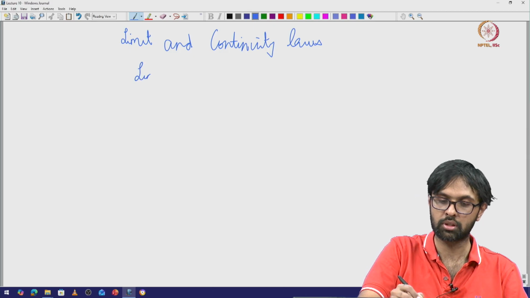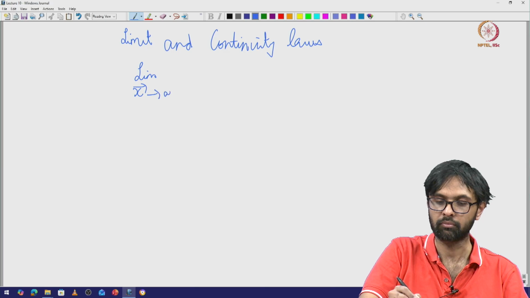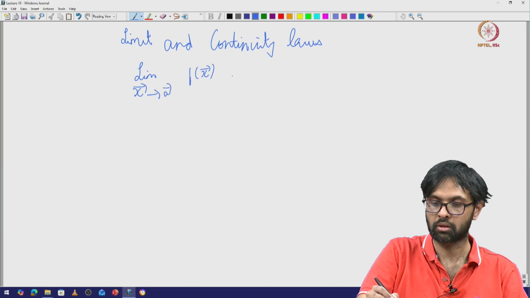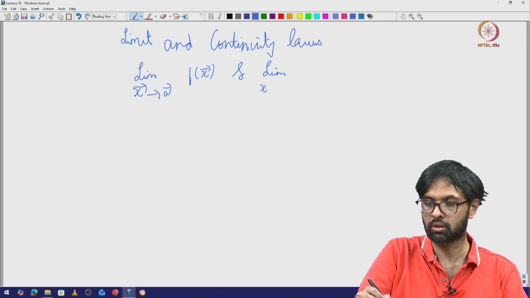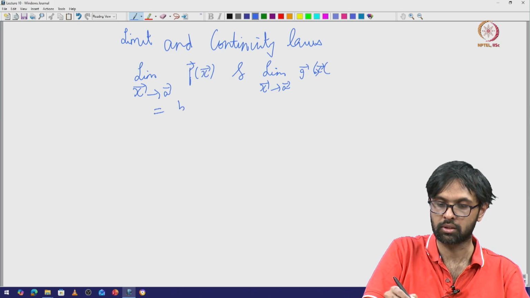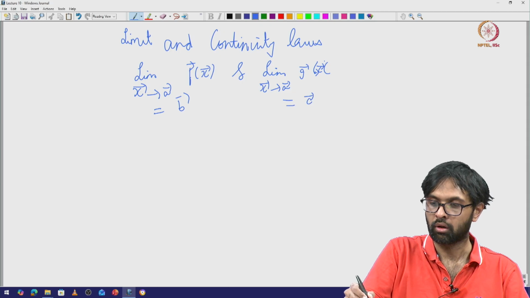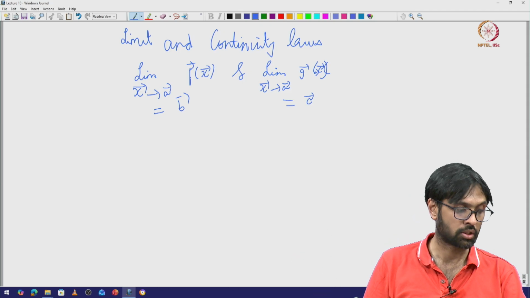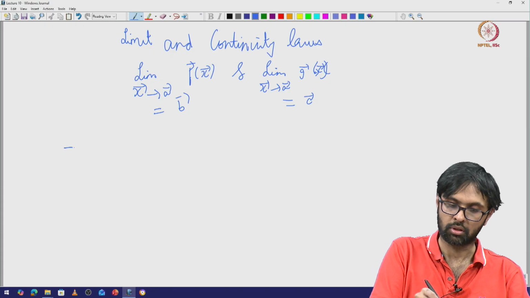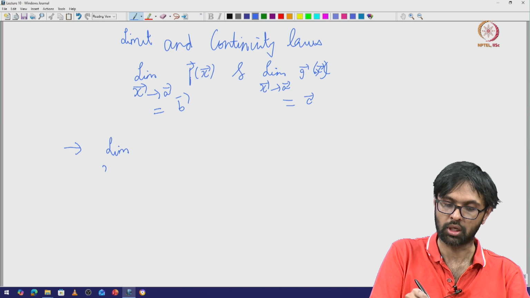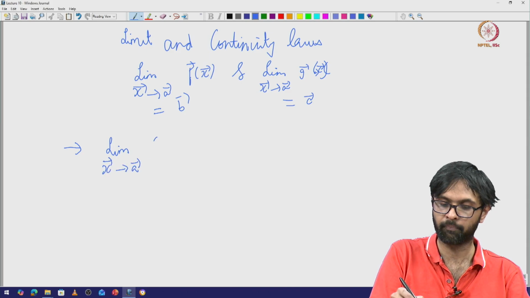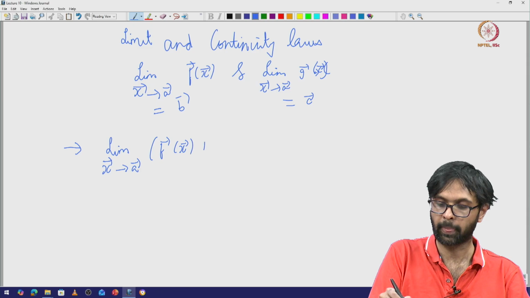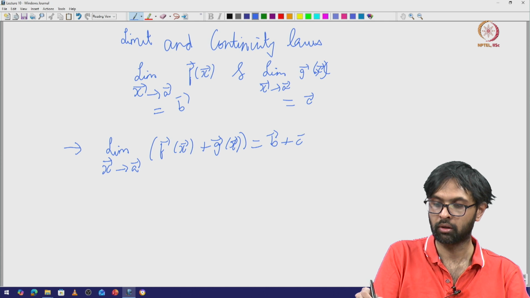So the assumption is this limit and this limit exist, okay, exist, this equals b, this equals c, and a variety of other limits are expected to exist. All right, so for example, the first such limit is the sum of these two, is b plus c. Yeah.